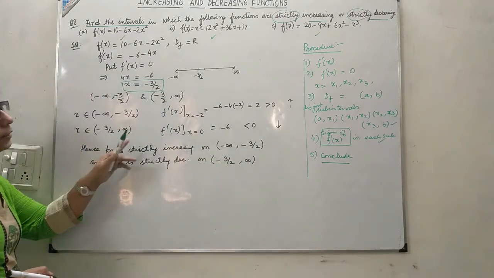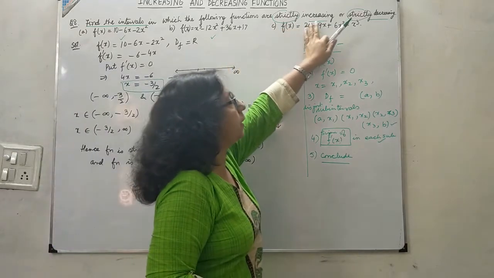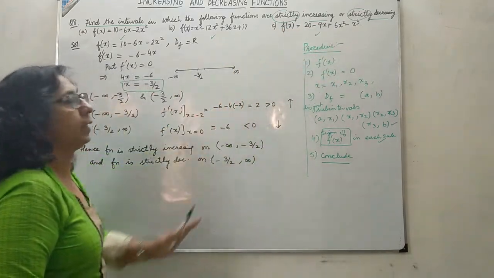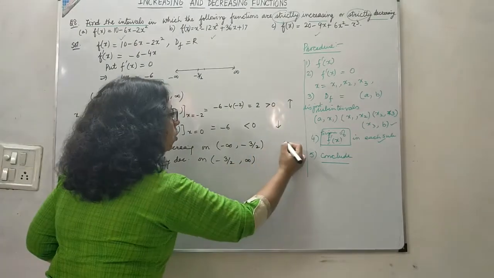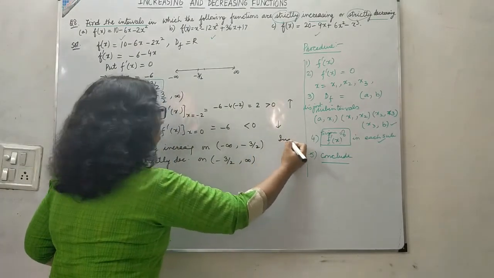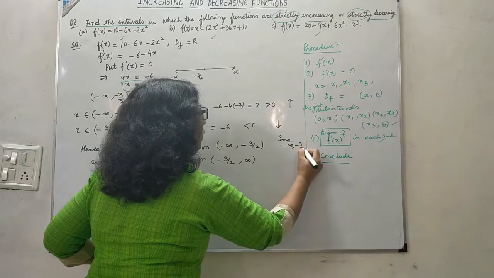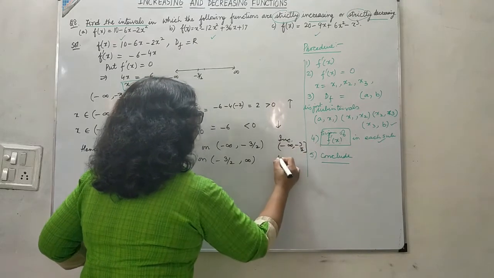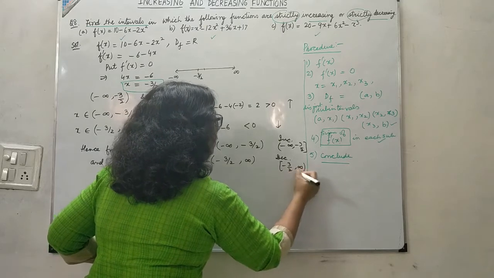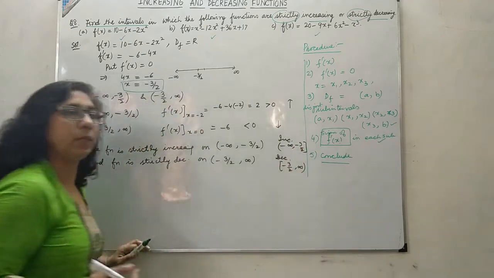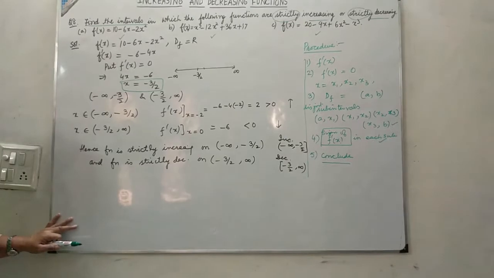But if the question is given as increasing and decreasing only, and the word strictly is not written, then you will have to take the closed bracket. Increasing on minus infinity to minus 3 by 2 closed, and decreasing on minus 3 by 2 closed to infinity. At such points, these critical points are to be included for increasing and decreasing.